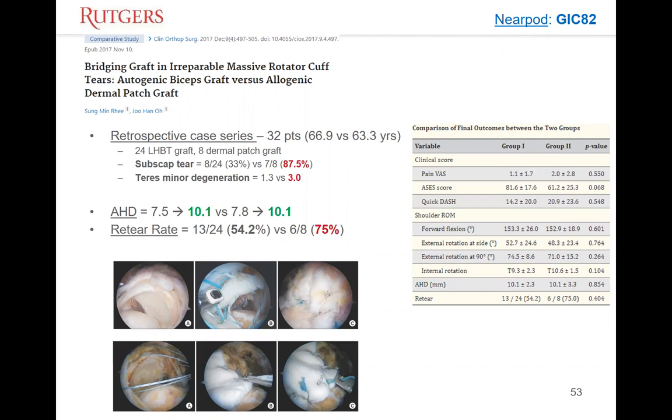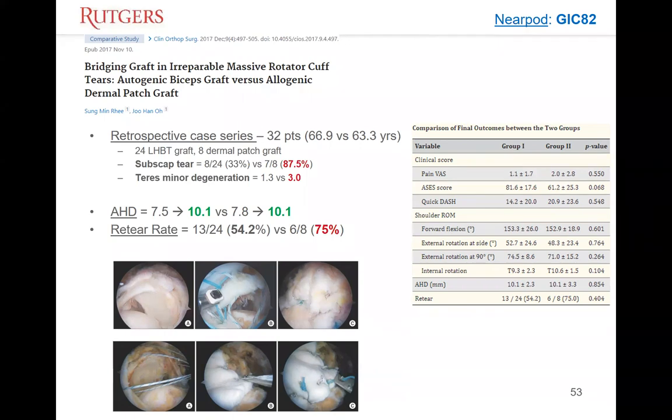At initial evaluation, the biceps group had significantly fewer subscap tears and significantly more fatty degeneration of the teres minor than the other group. At final follow-up, the long head biceps group saw significant improvements in all the VAS, ASES, and QuickDASH and shoulder motion in all directions, while the dermal patch group saw improvements only in visual analog score. However, there were no significant differences in any category at final follow-up, likely due to the small sample size in the dermal group. Interestingly, acromial humeral distances actually improved in both groups, which had not been previously reported in other studies.